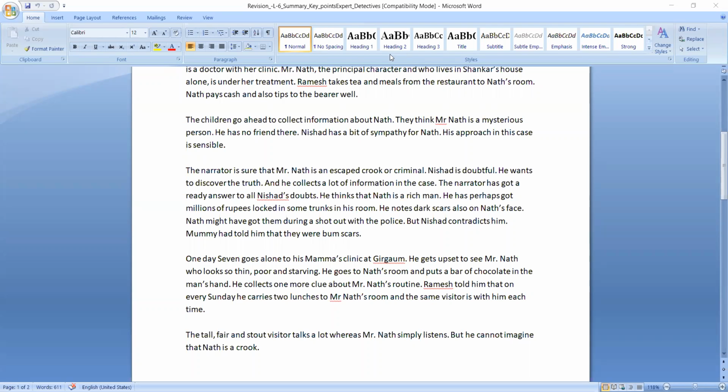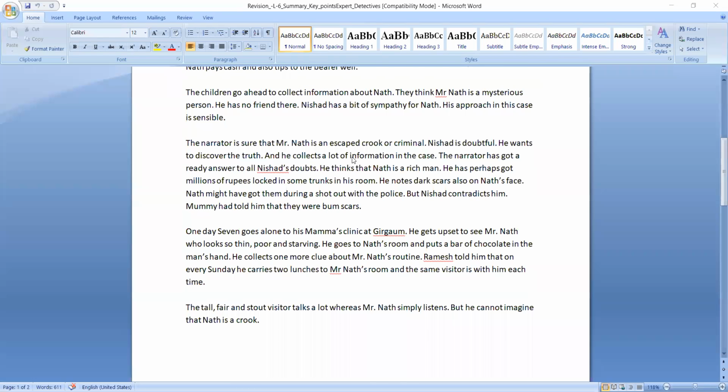Nishad is doubtful. Okay, he wanted to discover the truth, and he collected a lot of information in the case. Nishad was actually always doubtful. He wanted to discover the truth, and therefore he tried to collect a lot of information in this case. The narrator has got a ready answer to all doubts of Nishad.